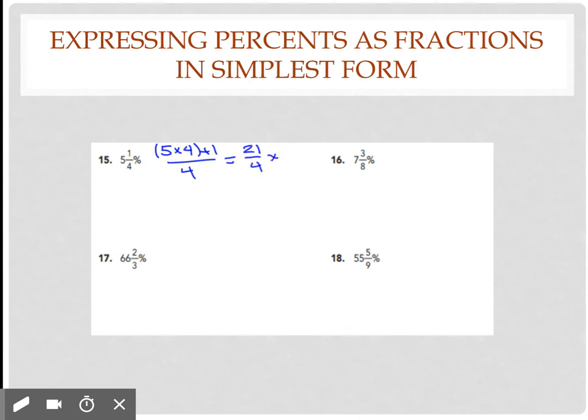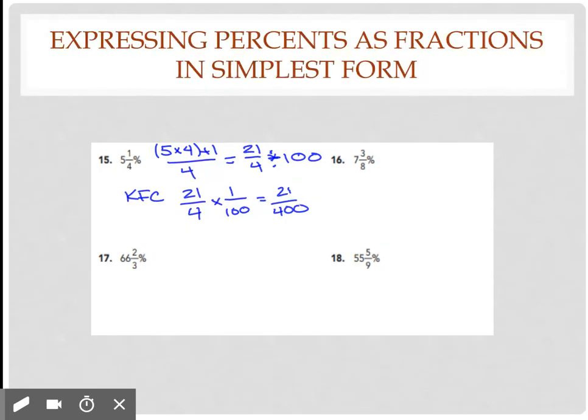Now I need to divide by 100. So I'm doing keep, flip, change. And I keep 21 over 4 and multiply times 1 over 100. And I get 21 over 400.